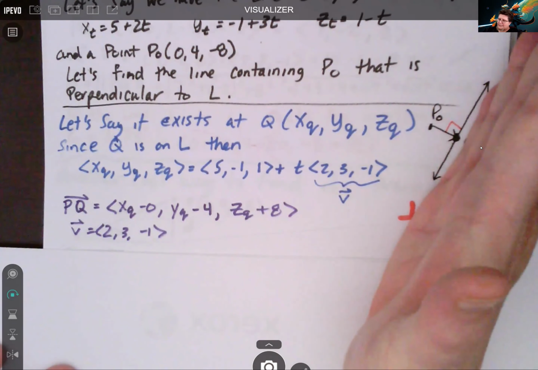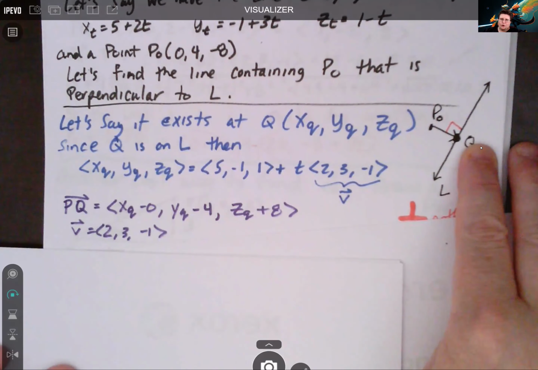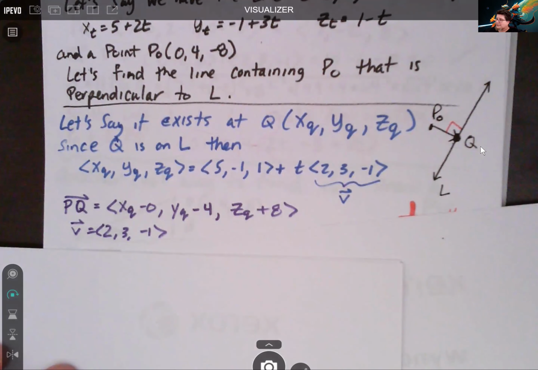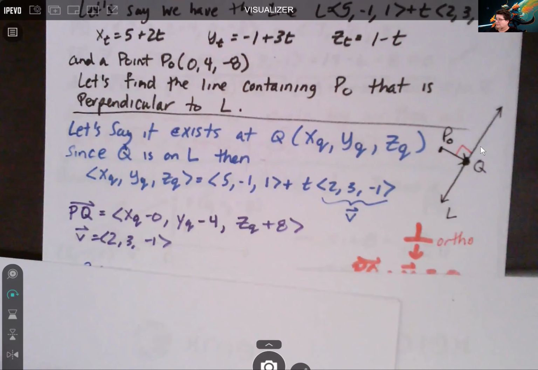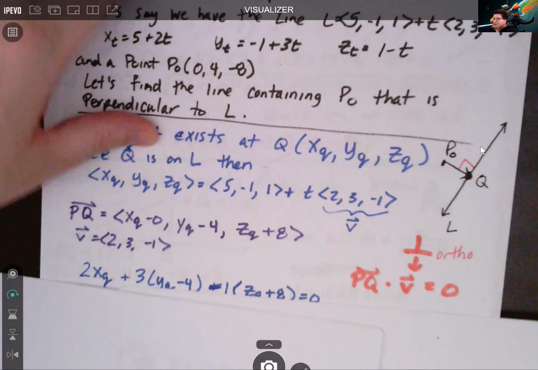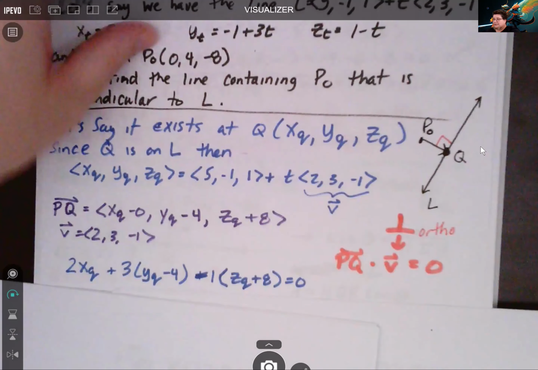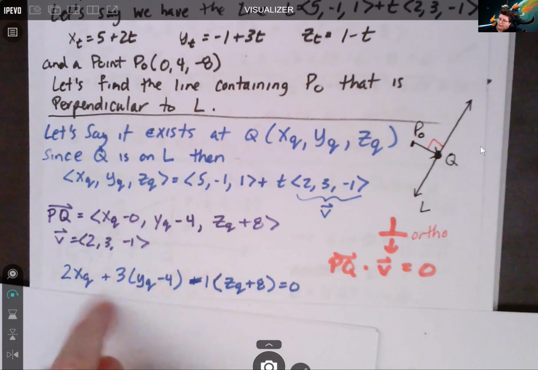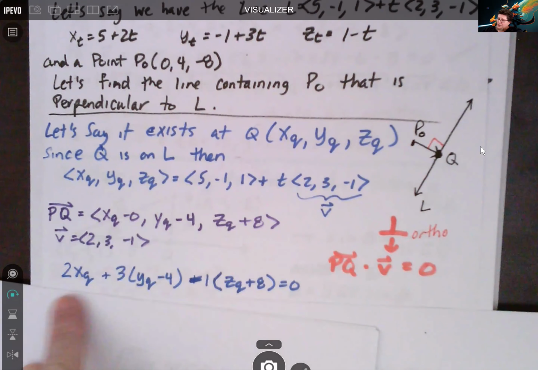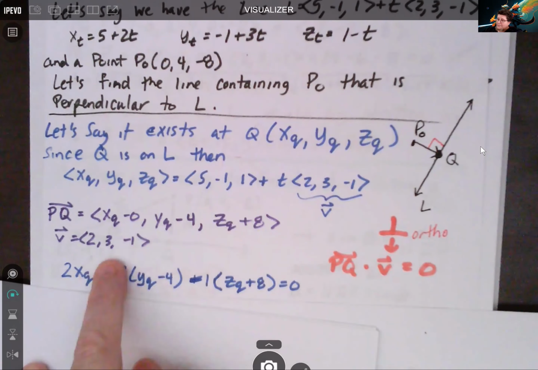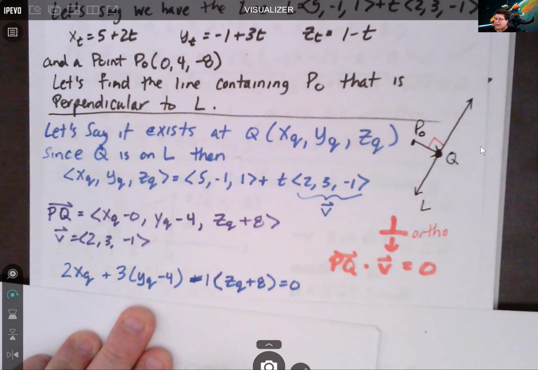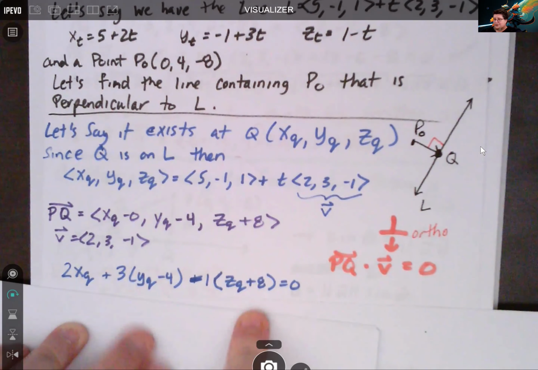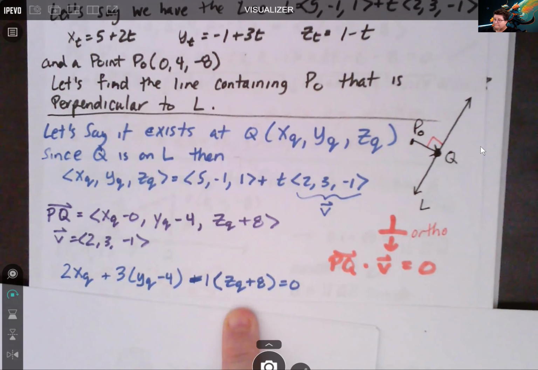If we want to show orthogonality, we learned how to do that here in this class. Dot product, baby. So let's do the dot product. P naught Q dot V. I'm just dotting the two things. 2 times the x part is 2xq. I've got my y component of V times the y component of P naught Q, 3 times yq minus 4. And our z components multiply, -1 times zq plus 8. We know the dot product should equal 0, so I set it equal to 0.